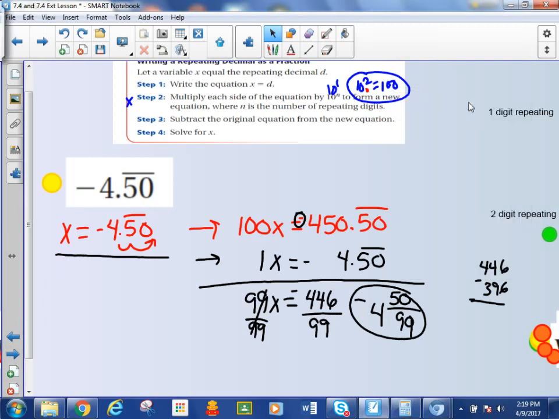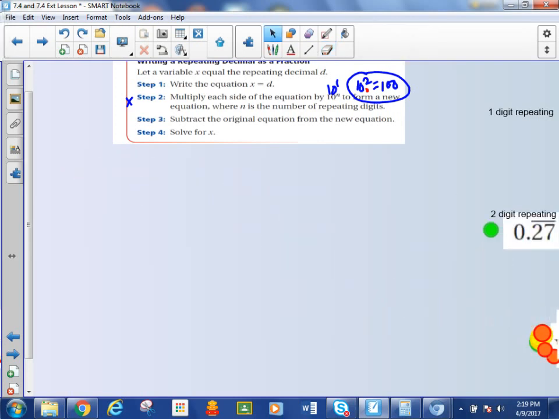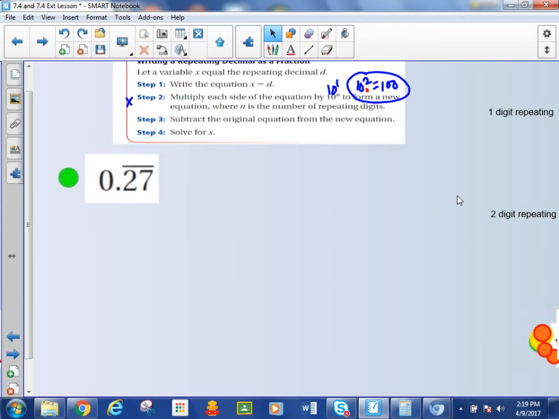Okay. All right, so I'm going to put one out here and have you try it. Like I said, the steps are the same as the previous part of this lesson. It's just that now you have 2 digits, so that second step changes. So you have 0.27 repeating. Go ahead, try this one out, pause your video, and then check back in just a couple minutes to see if you got your answer right.